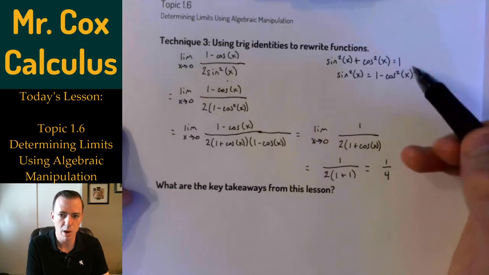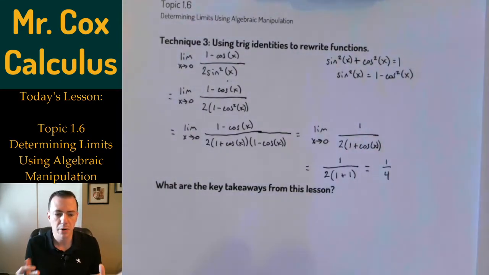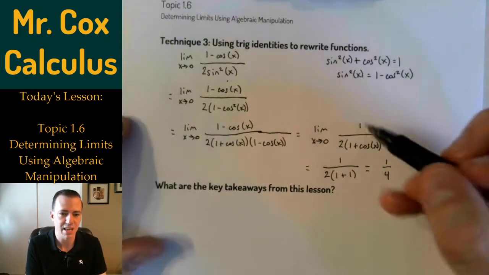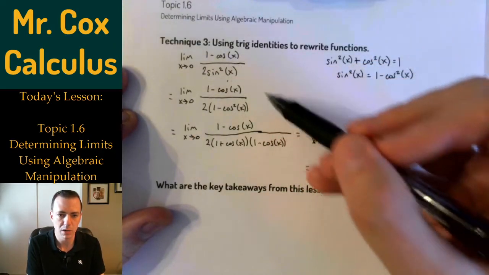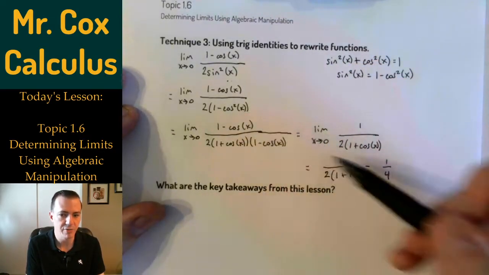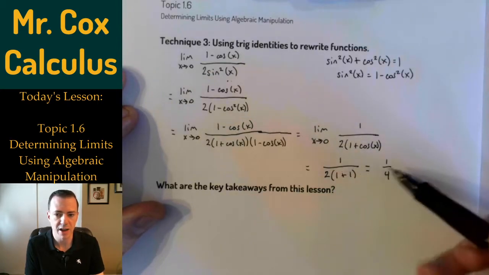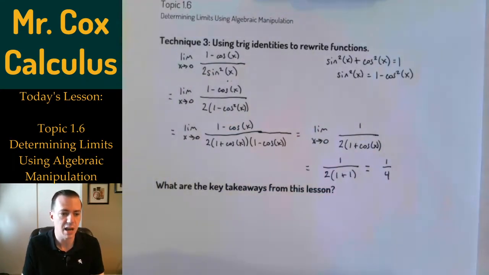So this would be the one I would tell you for sure to know, but there are some other identities that produce this same idea where it allows us to rewrite a trig function, divide off a common factor, and then try to evaluate the limit again, and this time producing a result.